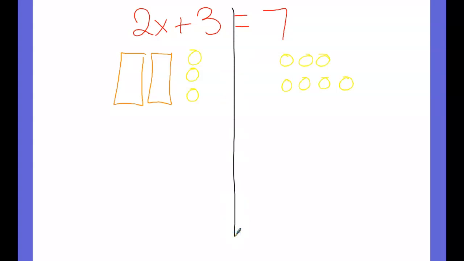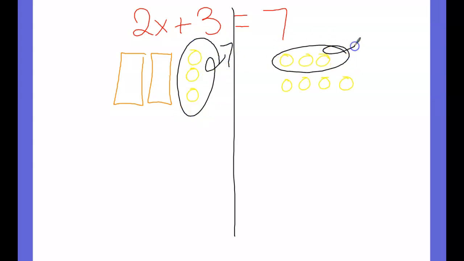Subtract 3 from both sides. Okay, so I have 3 here, I'm going to take them away. I have 3 here, I'm going to take those away. I'm left with 2x is equal to 4. What would I do next? I divide them up into how many groups? 2. So I divide them up into 2 groups. How many is in each group? 2. So x equals 2.